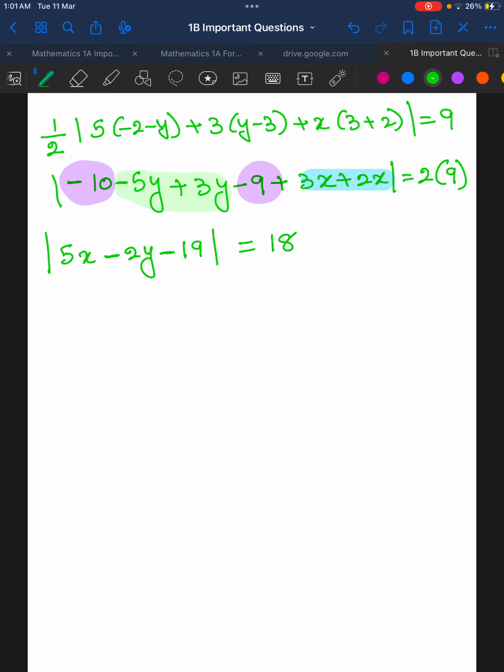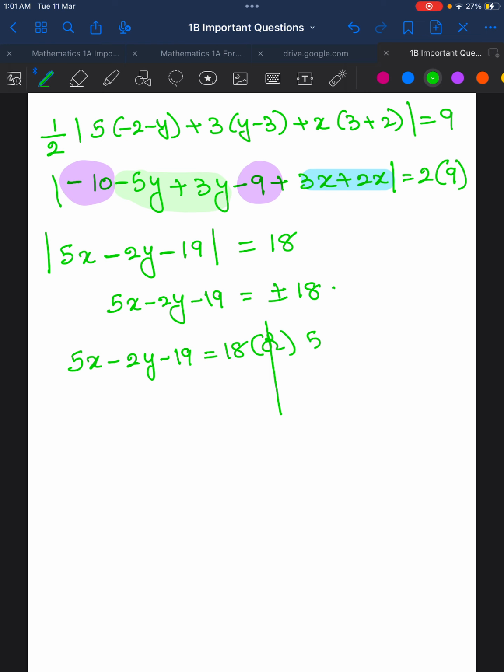Okay, we wrote the values. If I want to remove the modulus, what I should write? 5x minus 2y minus 19 is equal to plus or minus 18 we will get. Correct or not? Means directly we can do squaring on both sides, or we can do two cases with plus 18 and minus 18. We can take two cases. That will be very much comfortable to us. If I take 5x minus 2y minus 19 is equal to plus 18, or 5x minus 2y minus 19 is equal to minus 18. Here I am considering two cases.